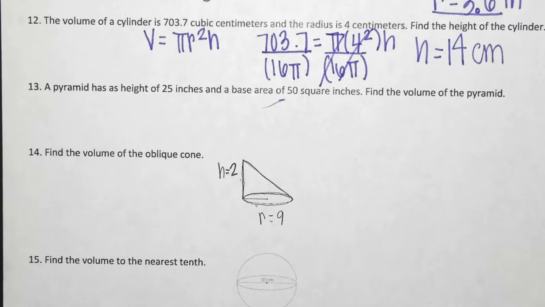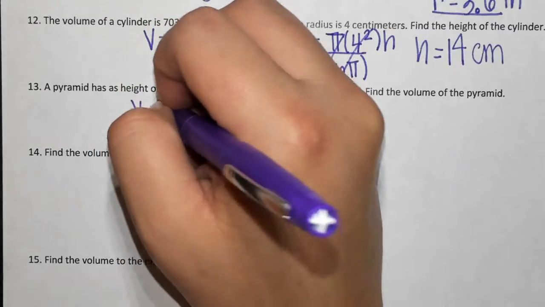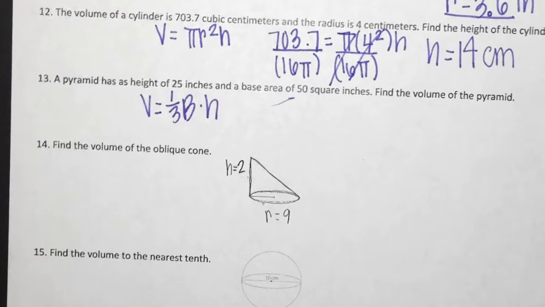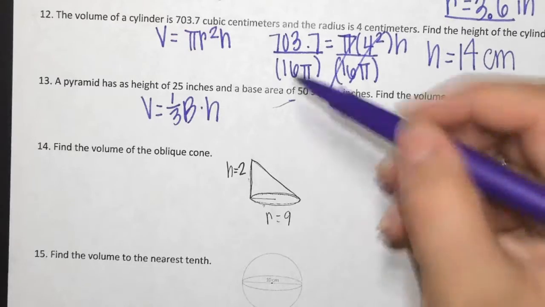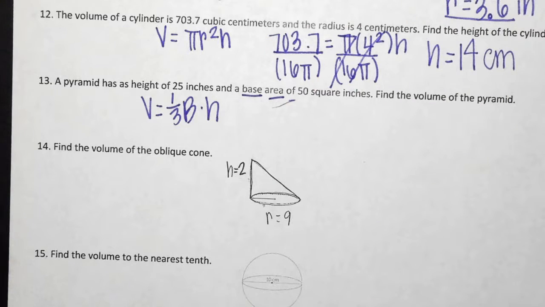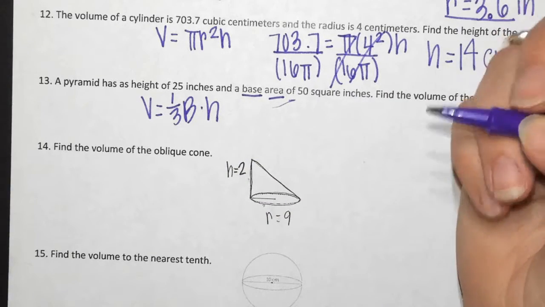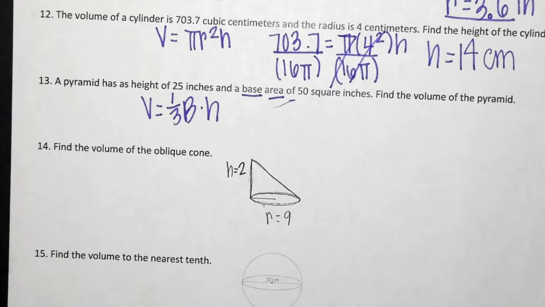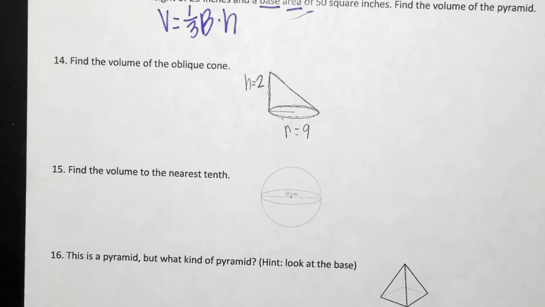Okay, next, 13. A what? What's it talking about? Pyramid. Okay, well, I know a pyramid is 1/3 big B times h. It has a height of 25 inches and a base area. Anytime you see base area, that means what? Big B. Big B is your base area. So we're not even having to find the big B. They're giving it to us. So your height is 25, big B is 50. So just plug both of those in and you have your answer. Okay, I'm going to skip that one. Y'all can do it.